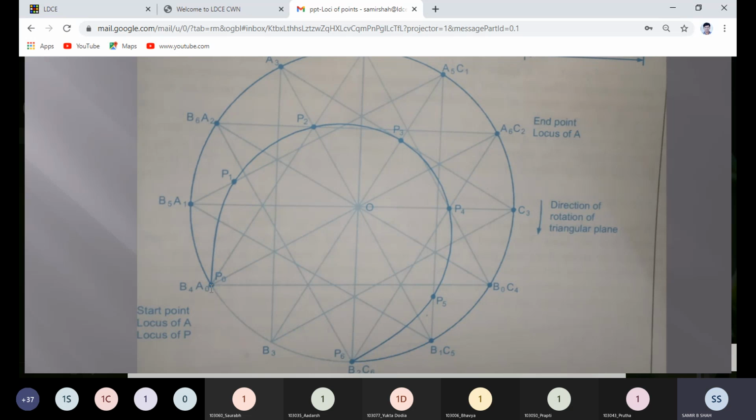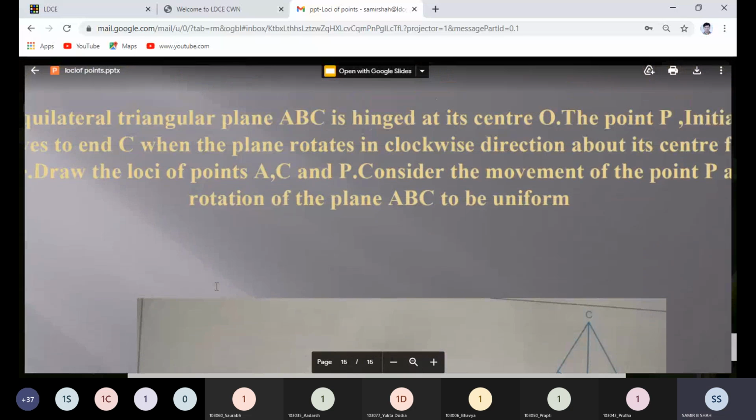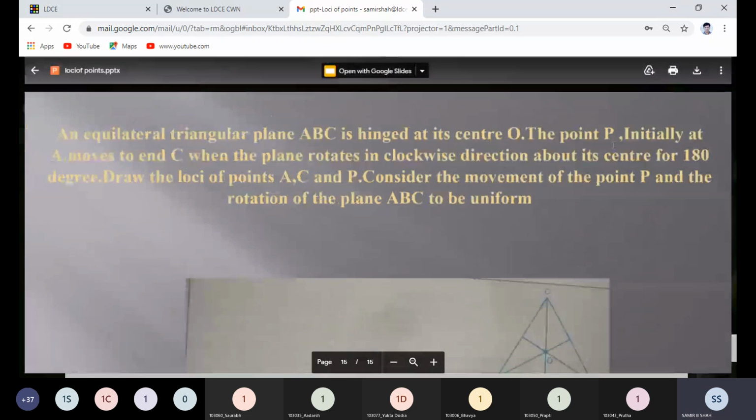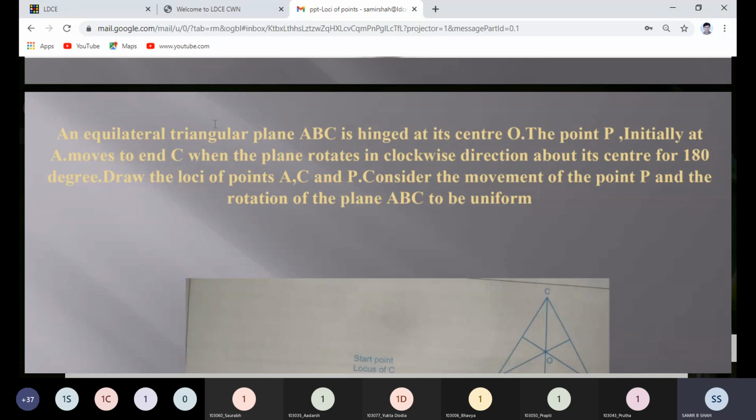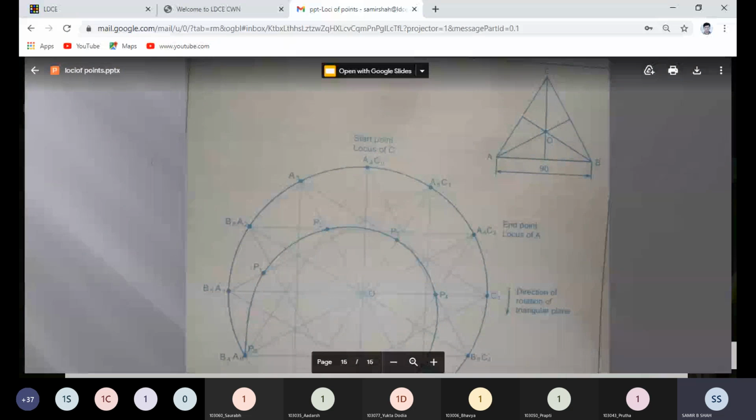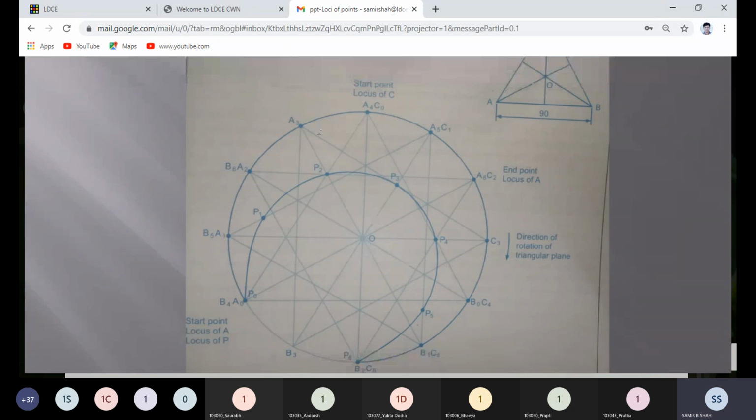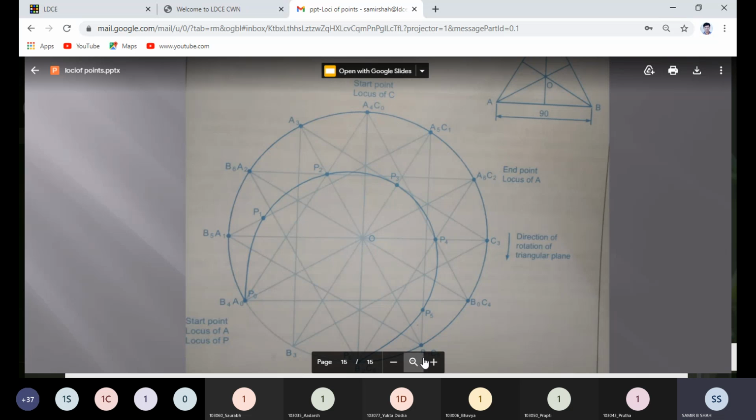As mentioned in the data, P initially at A moves to C when the plane rotates in the clockwise direction about its center for 180 degrees. So the points A, B and C will move on the periphery of the circle when the triangle plane ABC rotates in the clockwise direction about its center for 180 degrees. What we have to do: we have already converted the whole circle into 12 parts. So after A0, the next part is considered as A1, then A2, A3, A4, A5 and A6.